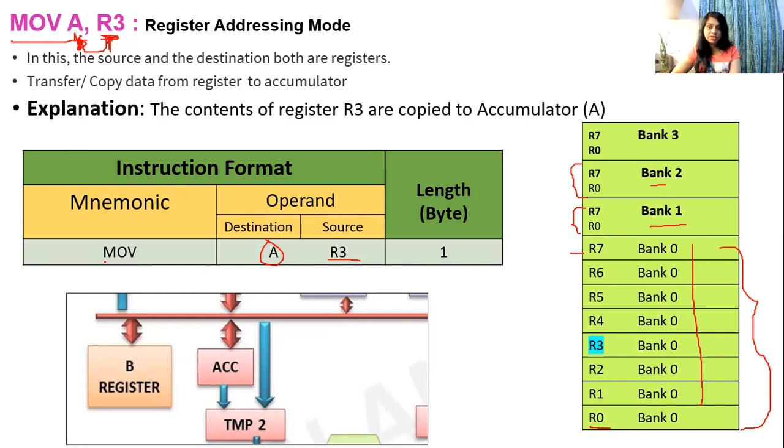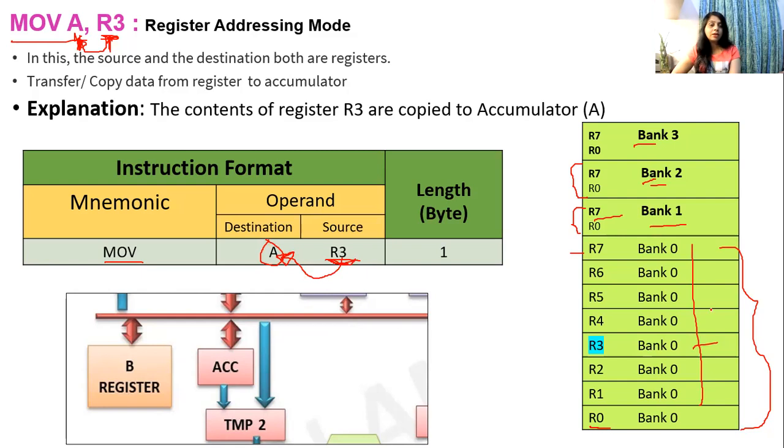So here this instruction says move the contents of register R3 into register A. But we know that there is R3 in bank 0, there is R3 in bank 1, bank 2 and bank 3 as well. So which R3 will it access? Now if you remember, we have studied processor status word of 8051 microcontroller. In processor status word, there is a provision of selecting register bank by using 2 register select bits. So first we have to select register bank, and after that you can directly write the name of register.